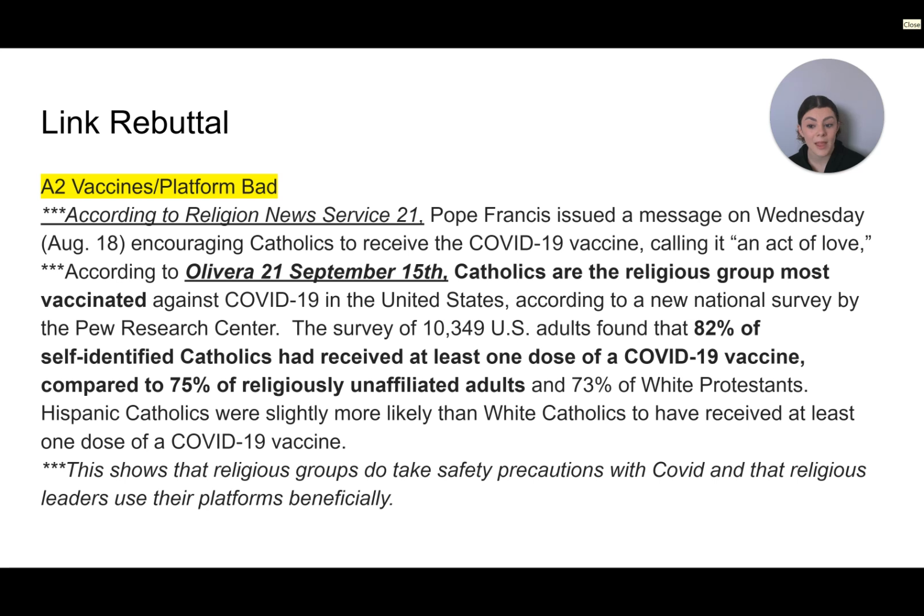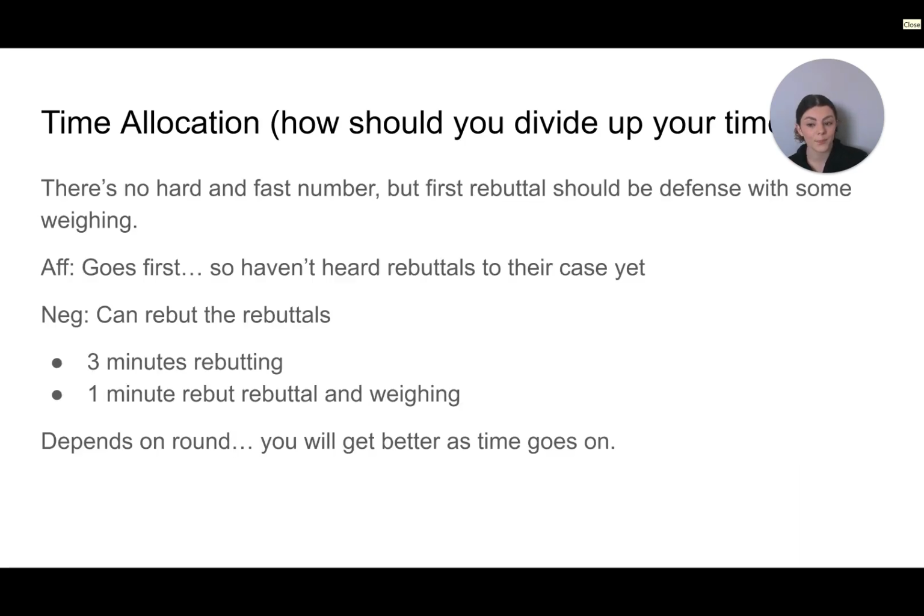Adults found that 82% of self-identified Catholics had received at least one dose of the COVID-19 vaccine, compared to 75% of religiously unaffiliated adults. So this shows that religious groups do take safety precautions with COVID, and that religious leaders are using their platform for good in terms of vaccines. Not to mention, there are more Catholics who have received at least one dose of the COVID-19 vaccine compared to those who aren't religious at all, right? If we look at 82% compared to 75%. So if anything, religion is doing more good than harm when it comes to vaccines.